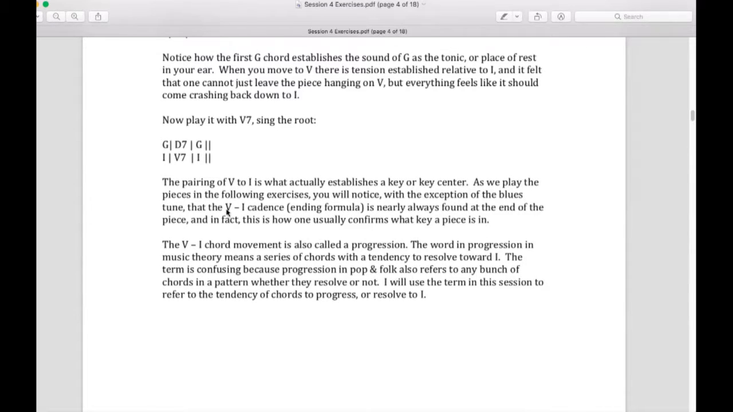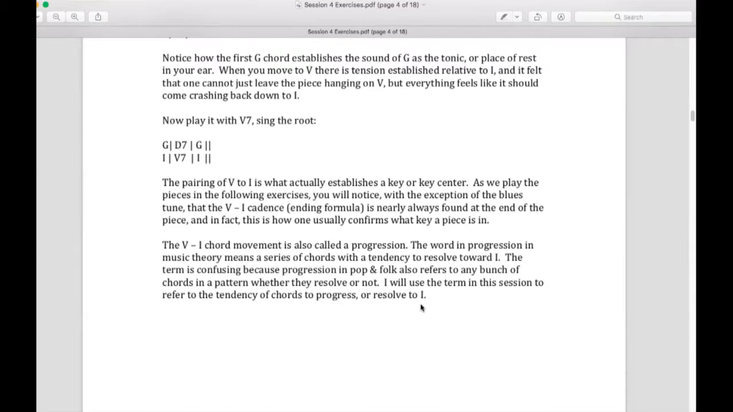So as we play pieces in the following exercises, you will notice, with the exception of the blues tune, that the 5-1 cadence, the cadence being an ending formula, is nearly always found at the end of the piece. And in fact, this is how one usually confirms what key a piece is in. So when you see 5-1 at the end of a piece, you look at it and you go, okay, there's the G, that's the last chord. Is there a D7 before that? Yeah, there's a D or a D7. That's a 5-1 relationship. That confirms, yes, this piece is in G major, okay?